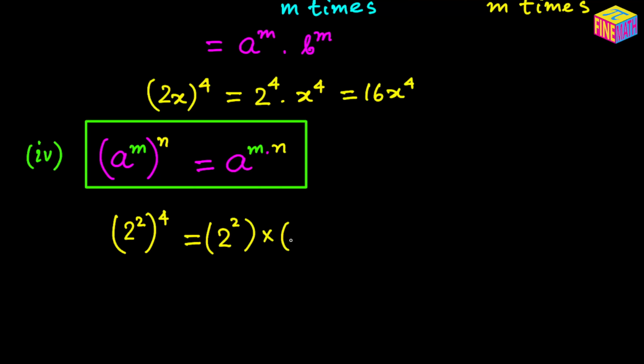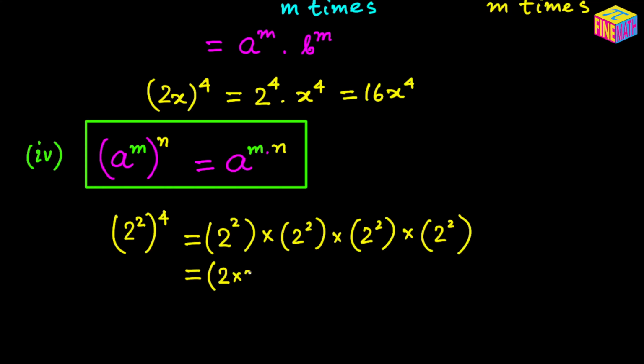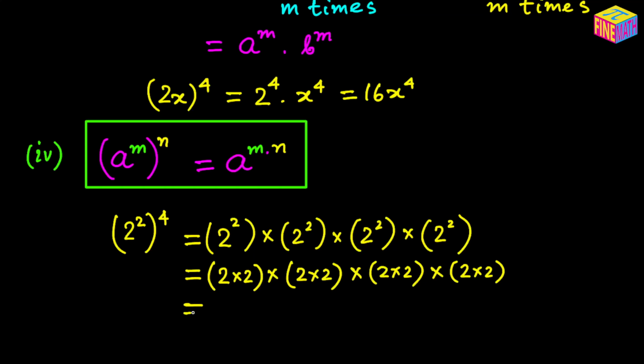So let me write it like this. Now from here, if you expand each of these factors, 2 squared would be 2 times 2, and then again another 2 squared would be 2 times 2. Similarly, the third one will be 2 times 2, and the last one will also be 2 times 2. And then if you open up all the parentheses, how many 2's are we getting? Well, we are getting 1, 2, 3, 4, 5, 6, 7, 8. We are getting 8 2's. So this will become 2 times 2 times 2 times 2 times 2 times 2 times 2 times 2, and that is going to look like 2 to the power 8.